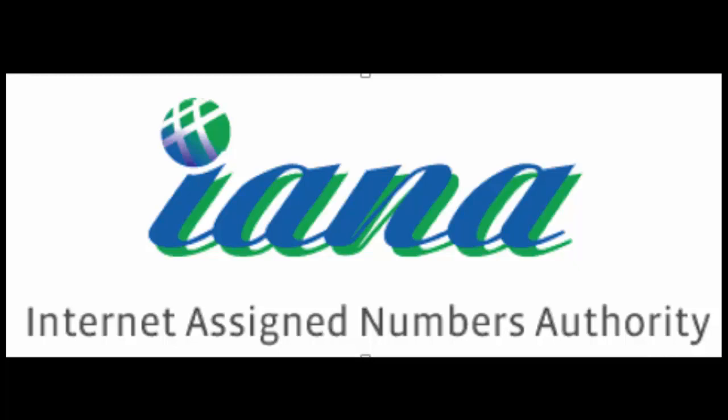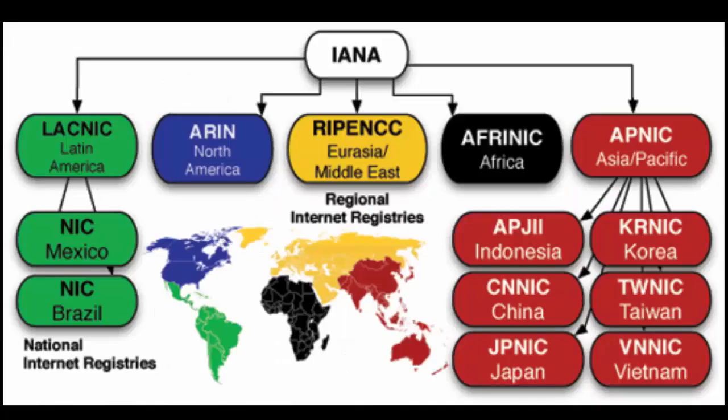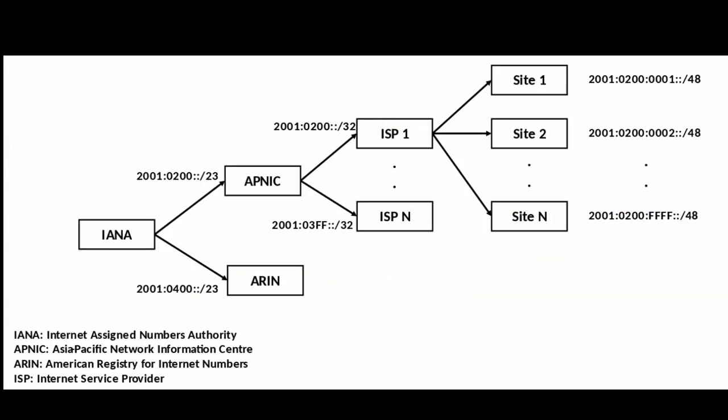So by all this description, we understand that IANA is just giving the unique numbers to the RIRs, and the RIRs are further going towards ISPs, and they are spreading their numbers to their respective ISPs, and ISPs further move on and give IP addresses to their respective customers. You can see this picture here: at the first step, IANA is just giving the IP addresses to APNIC and ARIN. These are the RIRs, and APNIC is further moving to the internet service providers around the whole world.